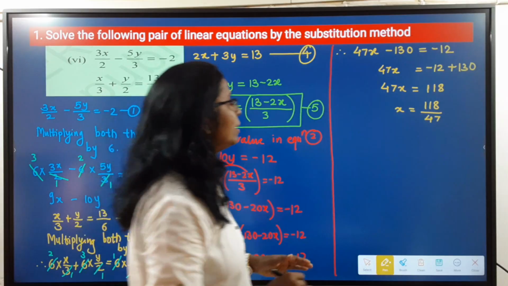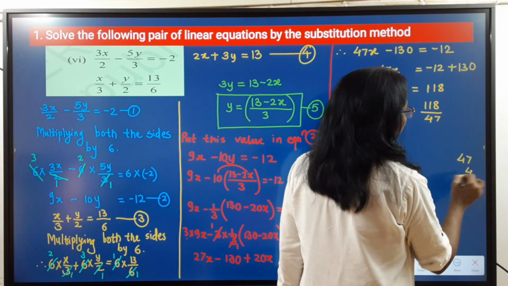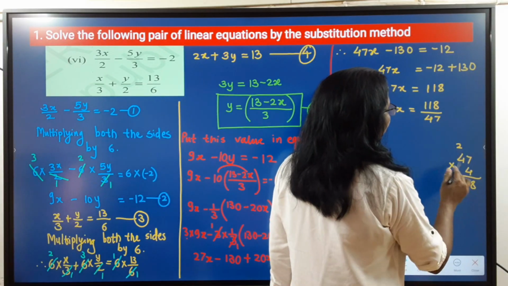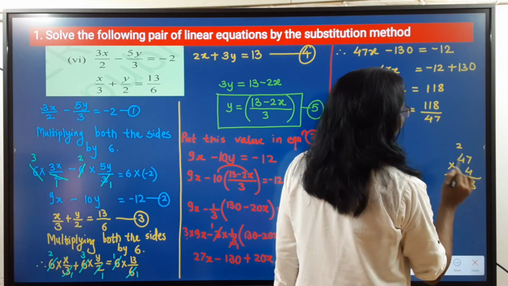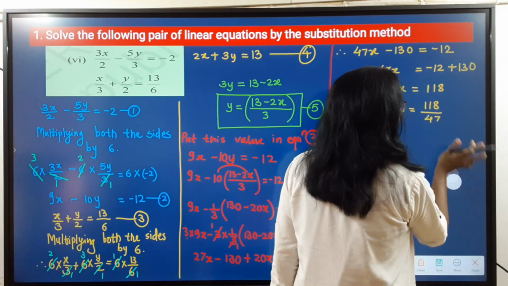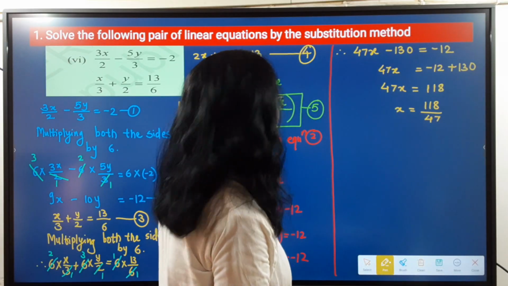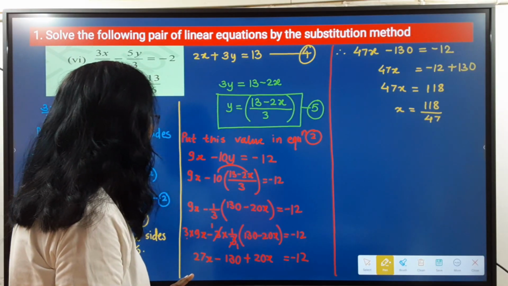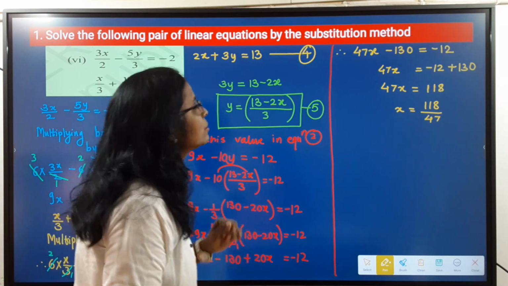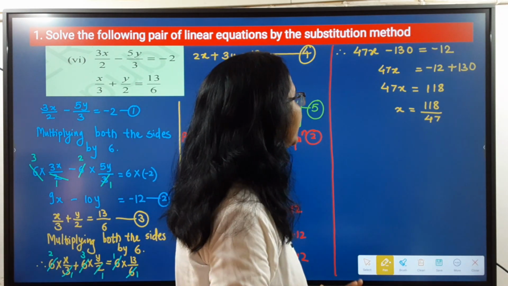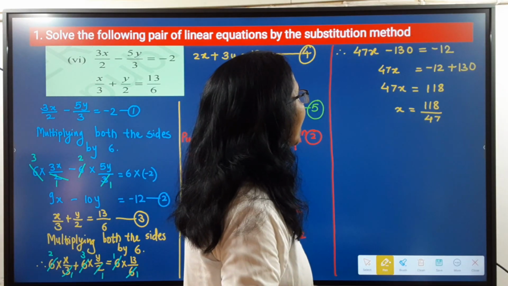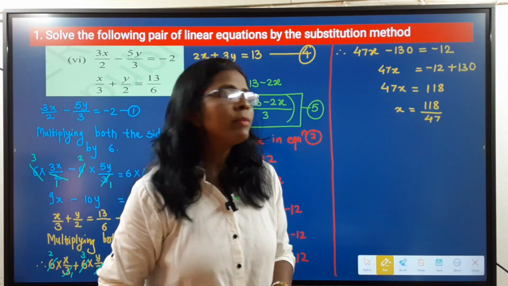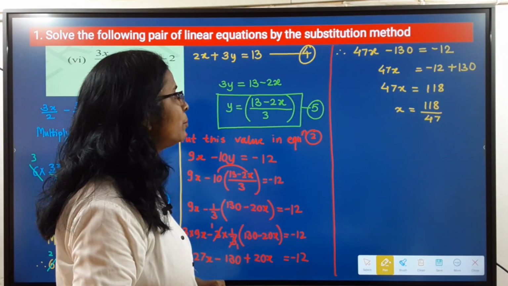Now, students, what is 47 fours? 7 fours are 28. So now 118... no, it is not possible. Sorry students, here I write 47, okay, it is correct. So minus 12 and plus 130, that means 118. So the answer comes in fraction form, students. x is equal to 118 upon 47.